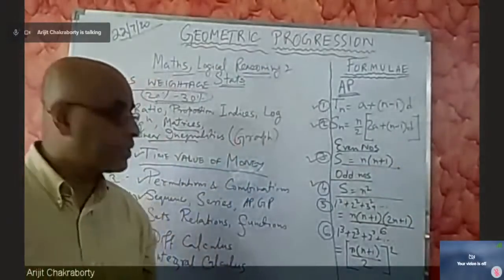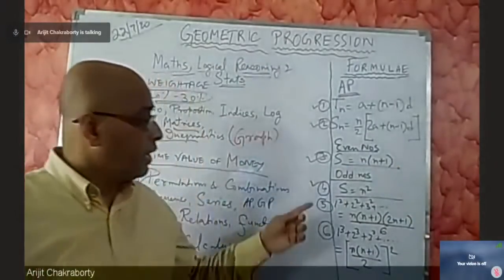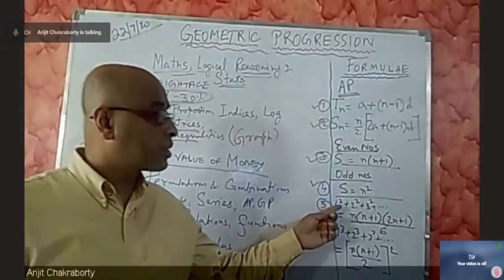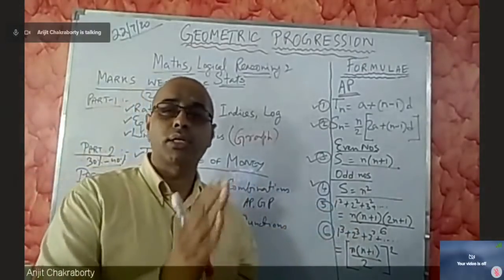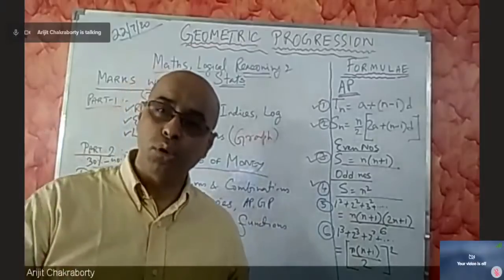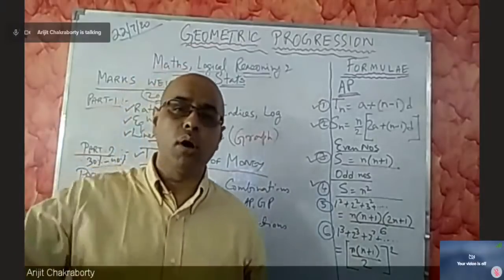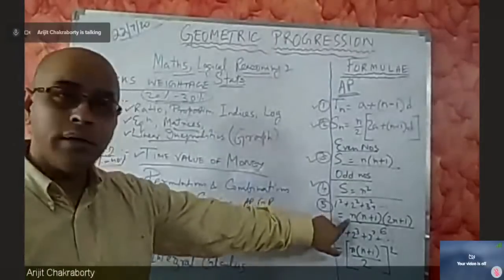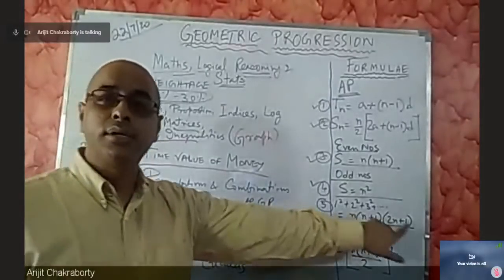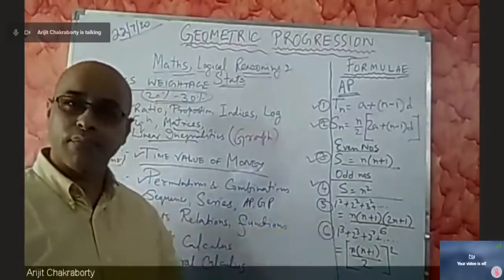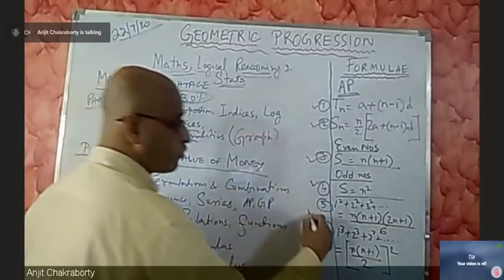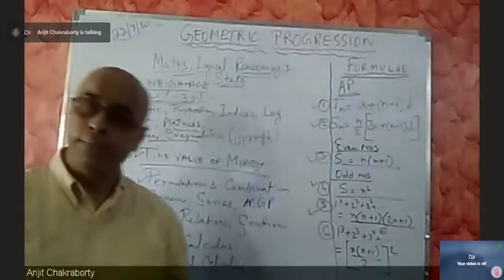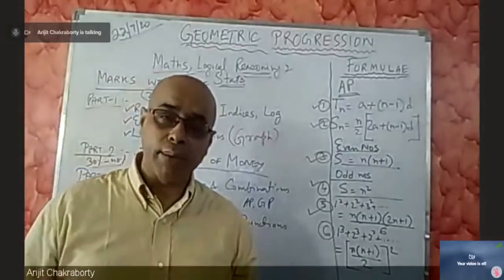Next, friends, we did one more formula, and that is with regard to the square: 1 square plus 2 square plus 3 square plus 4 square plus 5 square and so on till n square. The formula, you remember, is n into n plus 1 into 2n plus 1 by 6. So this is formula number 5, which you need to keep in mind, and questions may be coming from this.